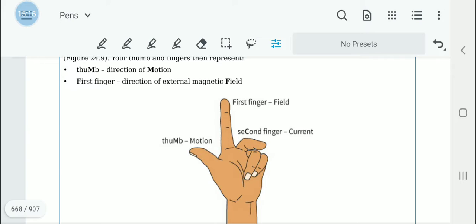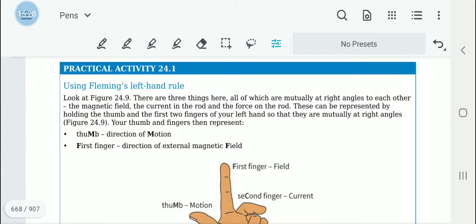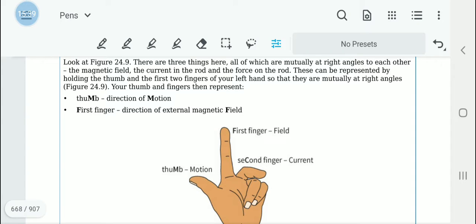So this represents the hand, and it represents the three factors that join together to give us the sense of the force that is generated as a result of being in a field. So the thumb gives us the direction of the motion. So that means direction of the force. First finger is the field, second finger is the current.